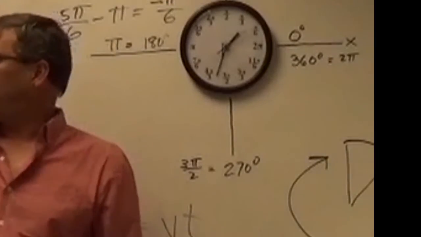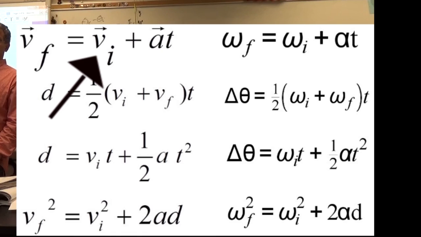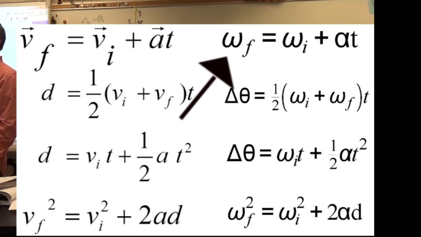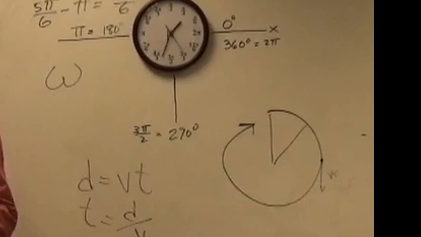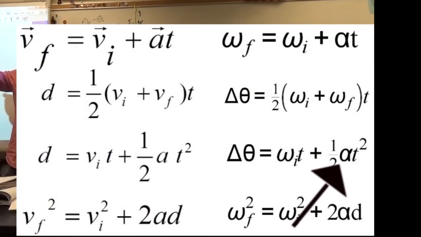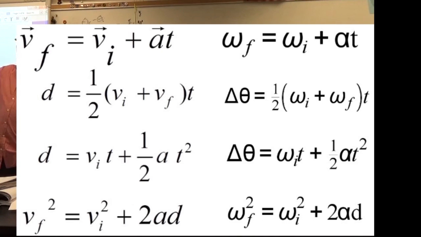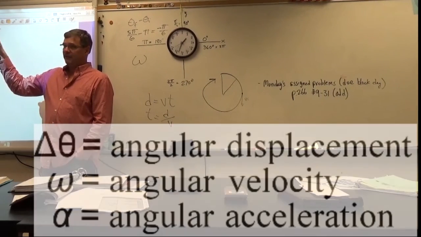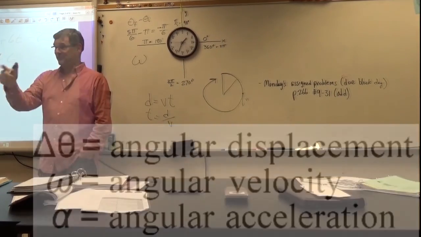Okay. So that's on our poster. Delta theta is our angular displacement. Velocity over there is our linear velocity. On this poster over here, omega, the Greek letter omega. It looks like a W kind of. And that is our angular velocity. And everywhere over here that you see an alpha, that was an A over there for acceleration. So these are our angular equivalents of the linear equations of motion. So delta theta for displacement, omega for angular velocity, and alpha for angular acceleration.